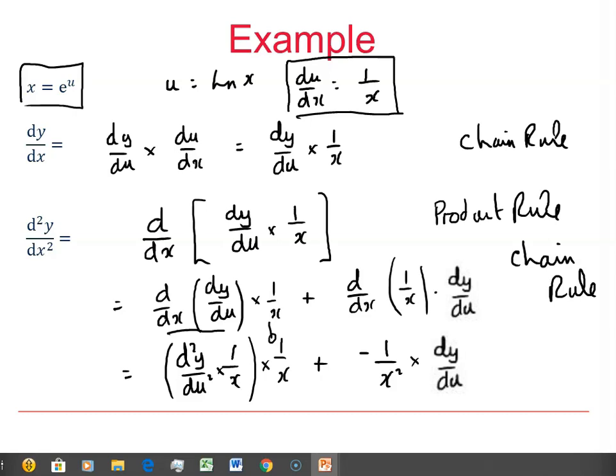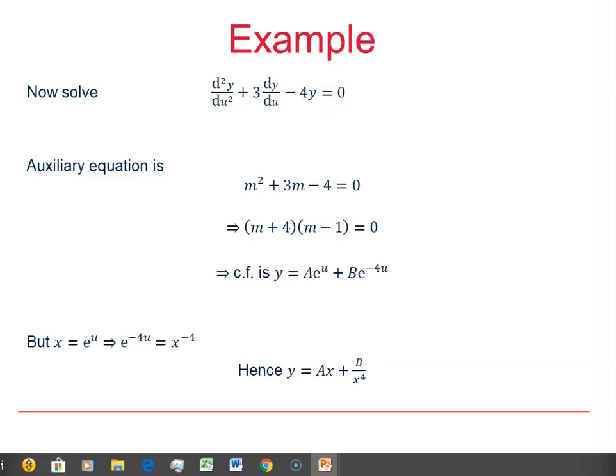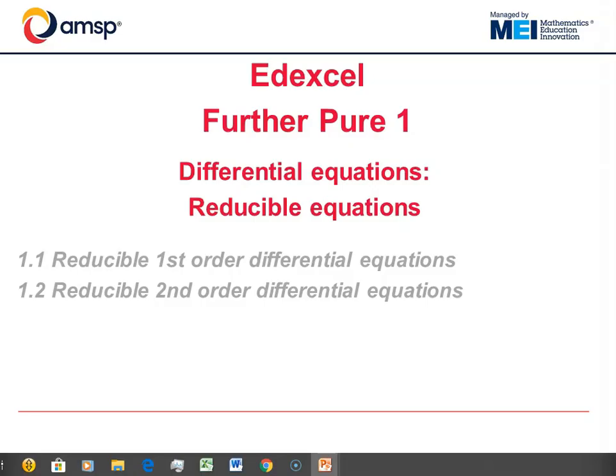But once we'd got those, we could then go on and make the substitutions quite straightforwardly. Those substitutions turned the differential equation with non-constant coefficients into one with constant coefficients that could then be solved using the auxiliary equation. Well, that's the end of this video, and indeed it's the last of the videos in the differential equation section.